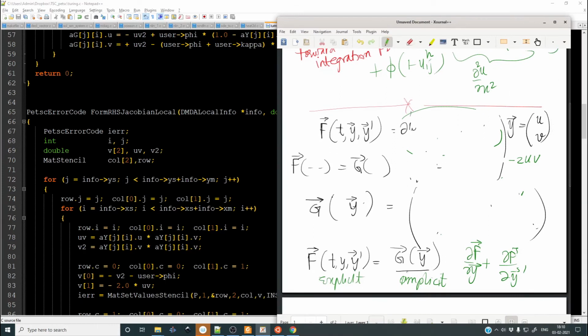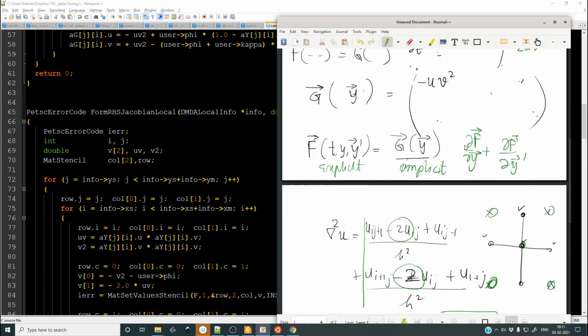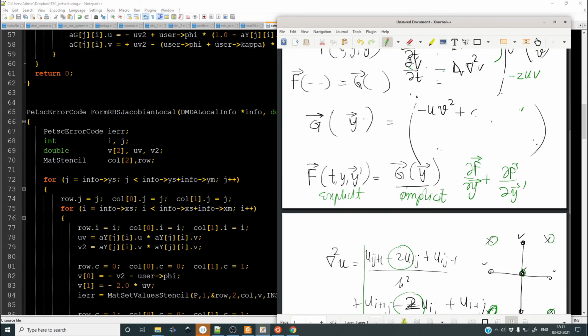So this will be del u del t minus the Laplacian of u. This will be del v del t minus Laplacian of v, and this will be minus uv square, plus phi times 1 minus u, and this will be uv square minus phi plus kappa times v.